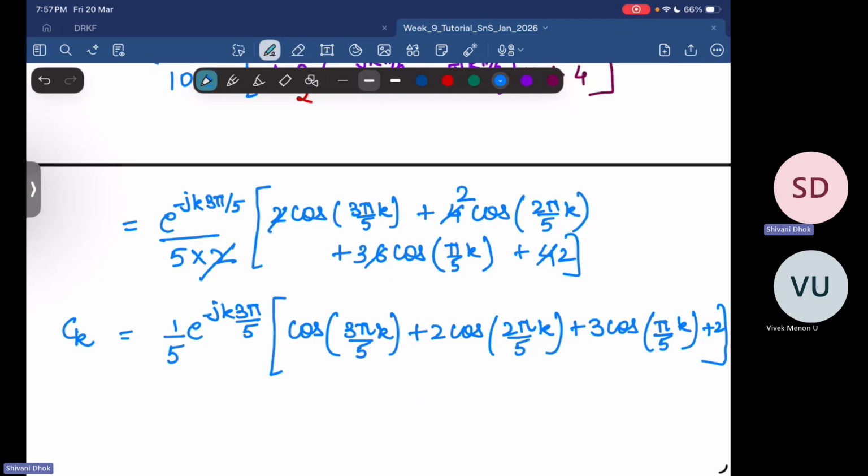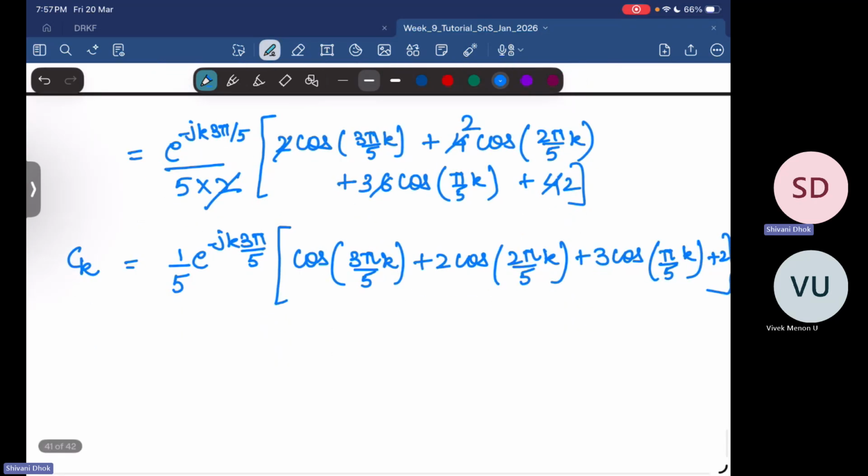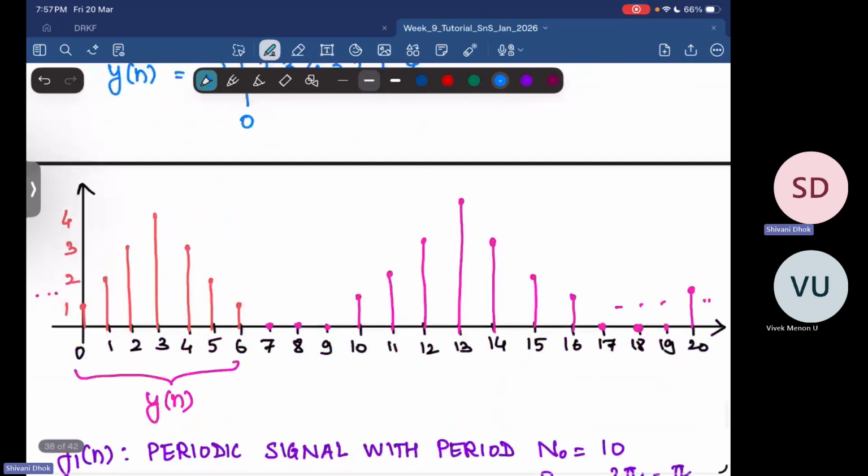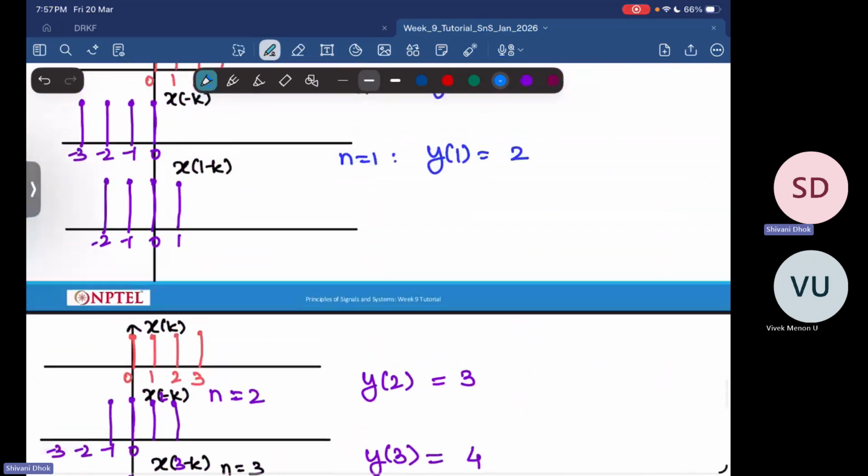So these are the discrete time Fourier series coefficients for this particular given signal, in simplified form. And again, the unique range of k will be from 0 to 9, and after that it just starts repeating. Okay, so this is all about this particular question. If you have any queries, then please let me know.